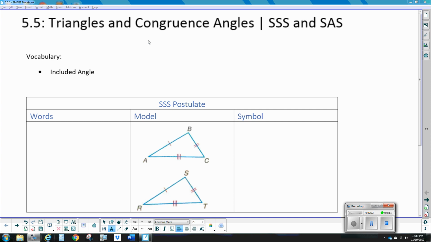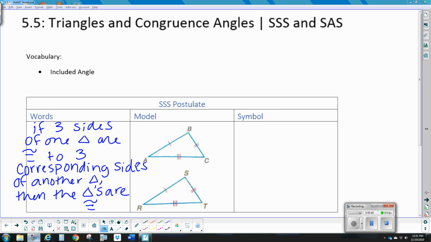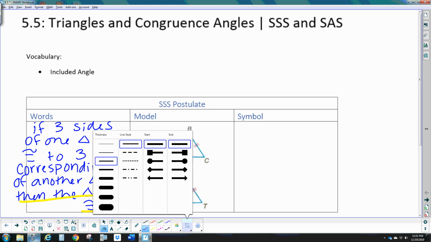So our first postulate is called the side-side-side postulate, and in this postulate we say that if three sides of a triangle are congruent to three corresponding sides of another triangle, then the triangles are congruent. By saying that, we can say that the triangles are congruent. The triangles being congruent means that all three sides and all three angles are congruent. So we don't actually have to show that all angles are congruent. Just by showing that all three sides are congruent, we can show that the triangles are congruent.